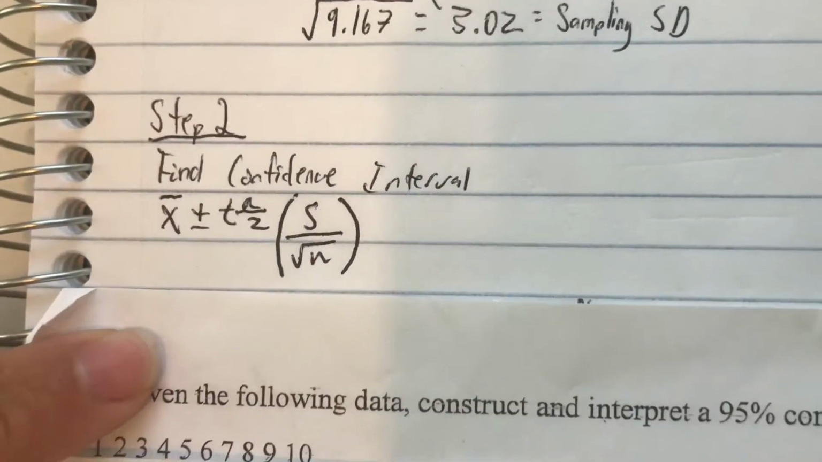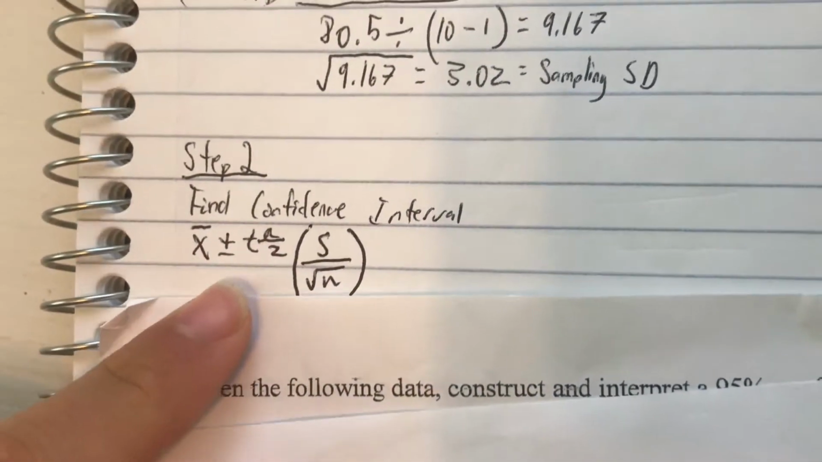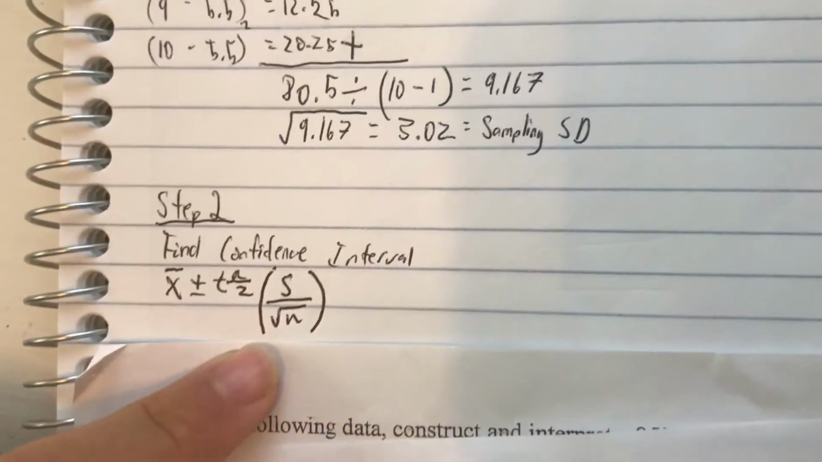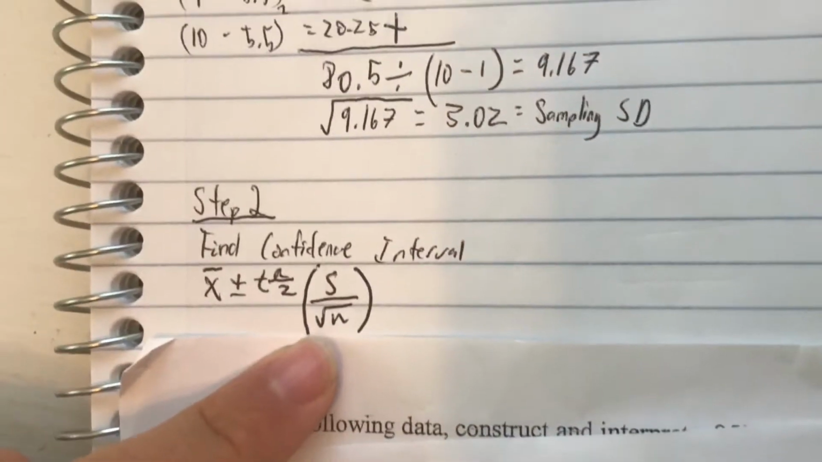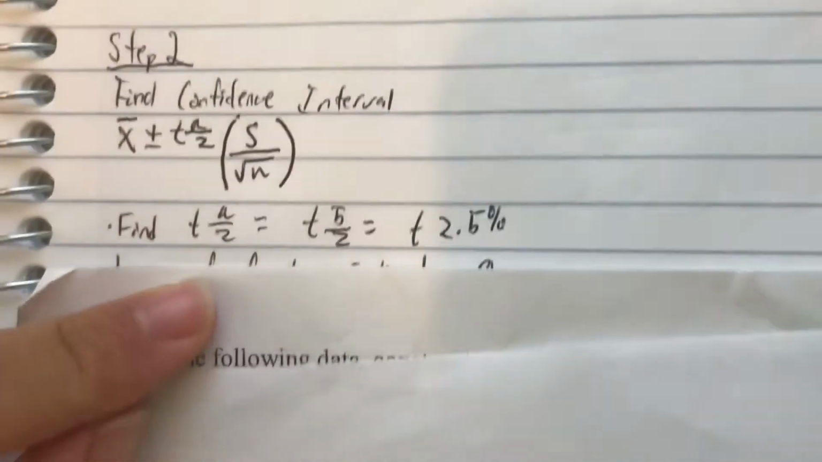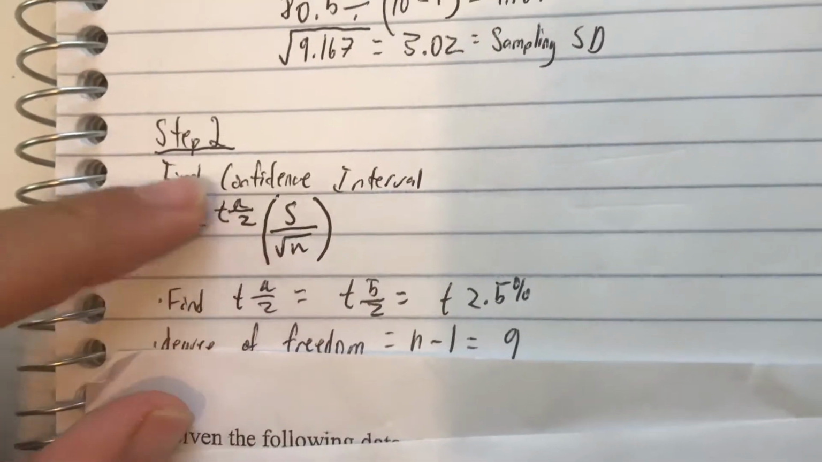So step 2 is to find the confidence interval. So we have the formula x̄ plus or minus t alpha over 2 times, in parentheses, s, which is the sample standard deviation, over the square root of n. So first we need to find this value right here, t alpha over 2.